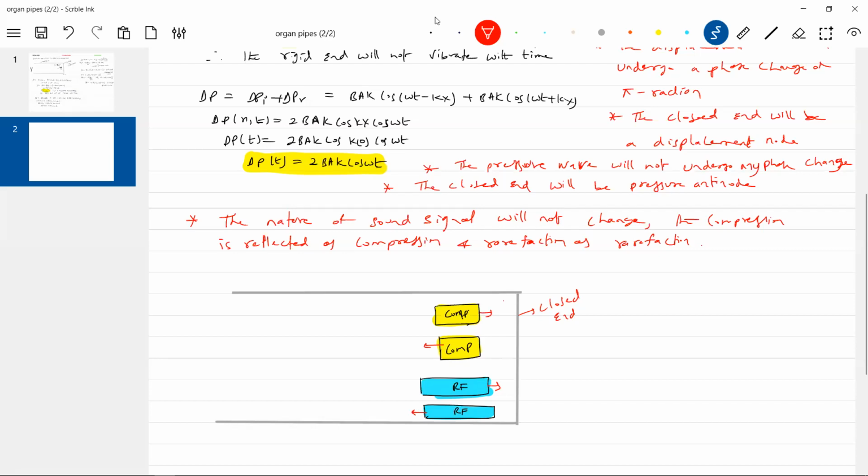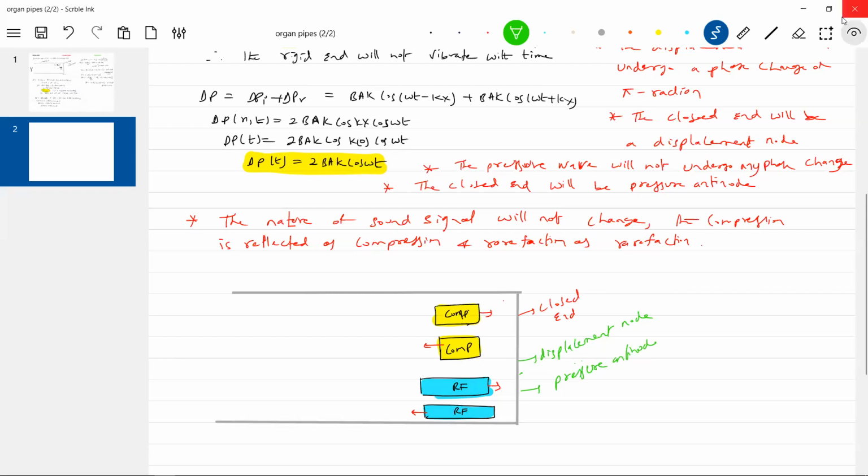Okay, that's how we put it in a very simple way. The nature of the sound signal does not change. A compression will be reflected as compression, and rarefaction as rarefaction. And what is the conclusion here? The closed end is a displacement node or pressure antinode.